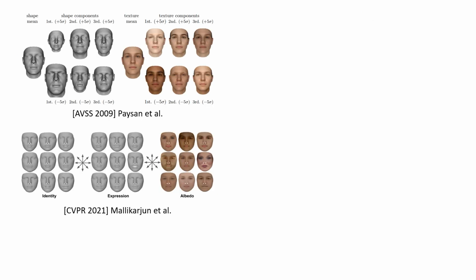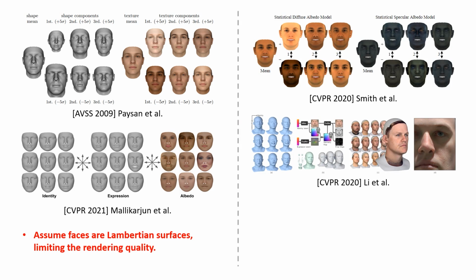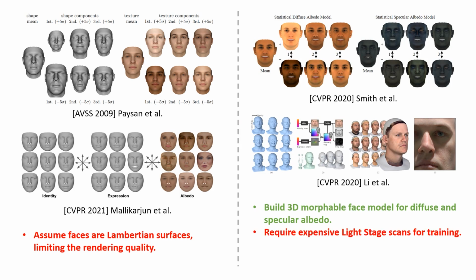3D morphable face models have attracted much attention in the past 2 decades. However, previous works assume faces are Lambertian surfaces, limiting the rendering quality significantly. More recently, some works propose to build 3D morphable models for diffuse and specular albedo. However, they require expensive light stage scans for training. In addition, only the specular albedo model cannot represent spatially varying facial specular sharpness.